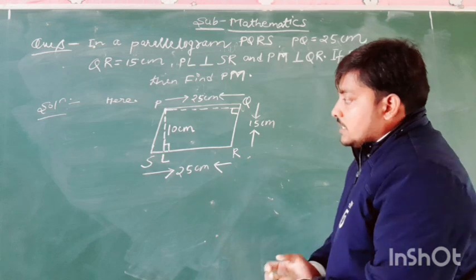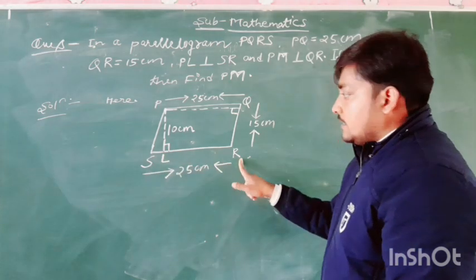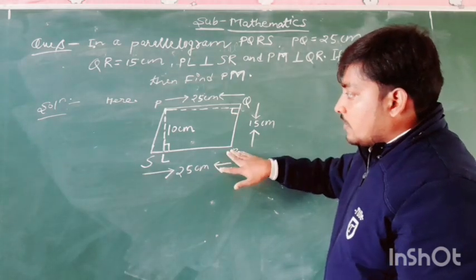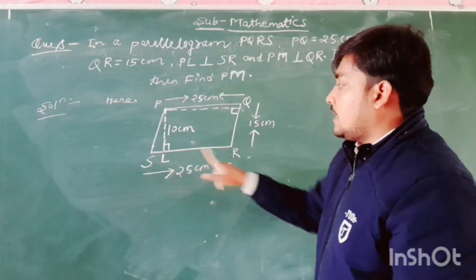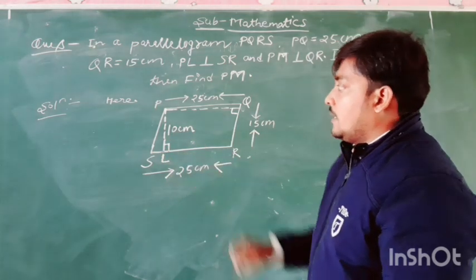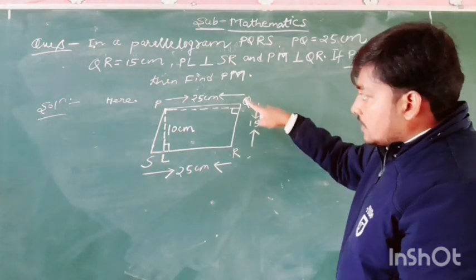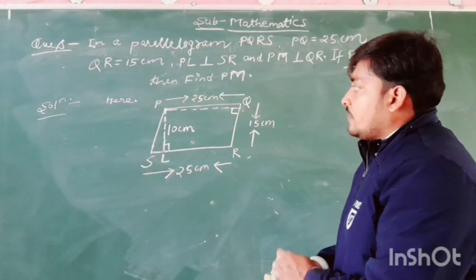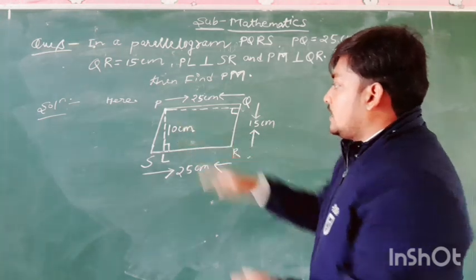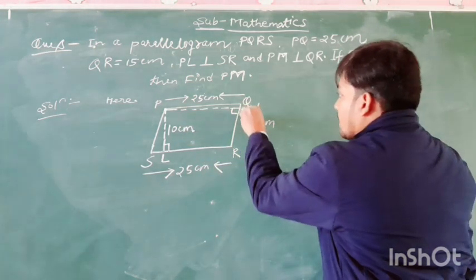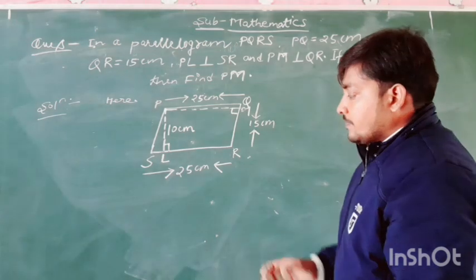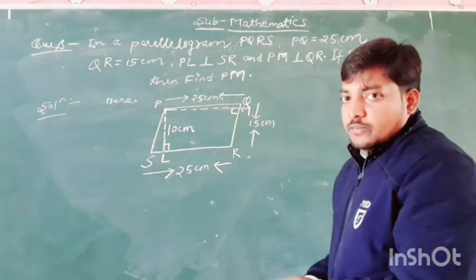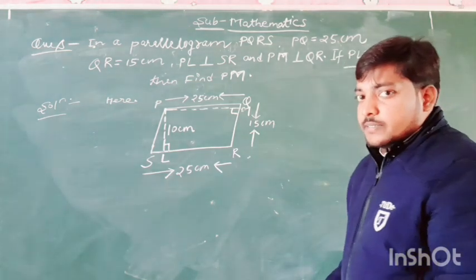So if we consider base SR, then the height corresponding to the base SR will be PL, and if we consider the base is QR, then the height of that base will be considered PM, and as we know that the area of the parallelogram is base into height.